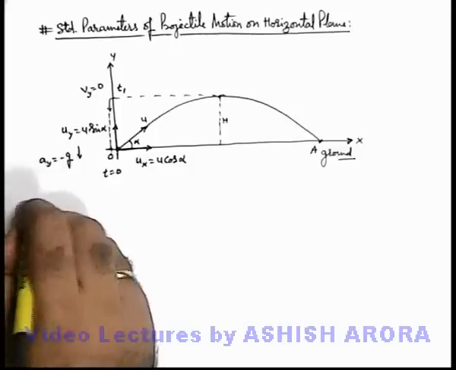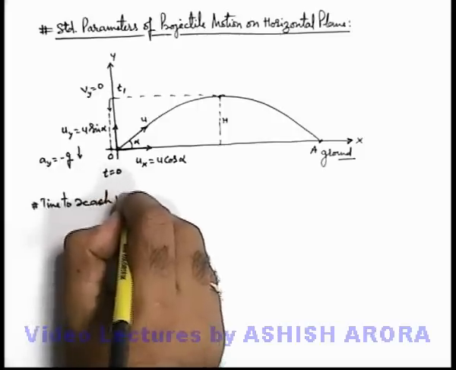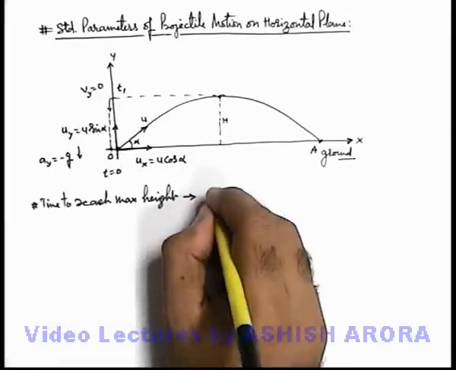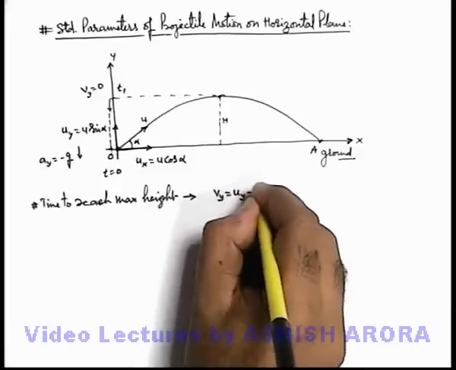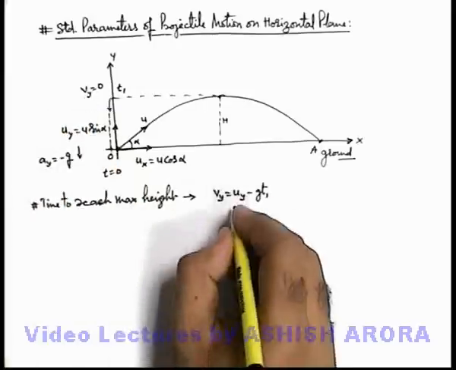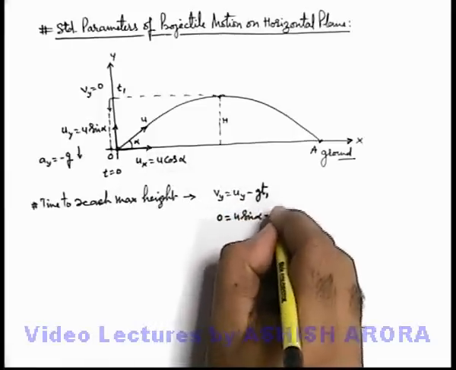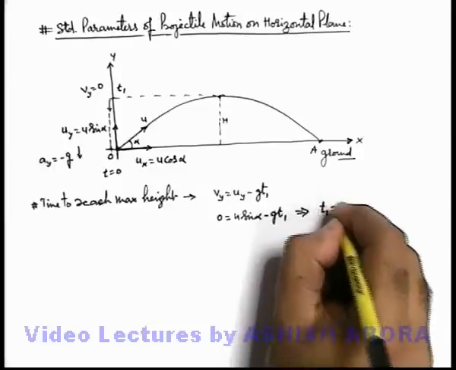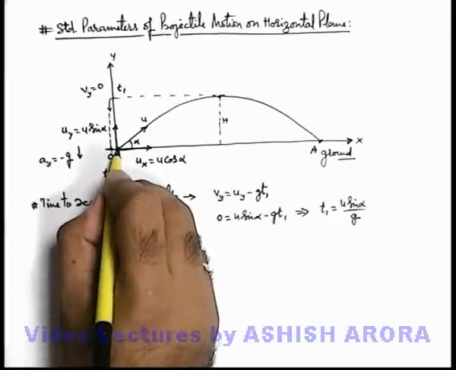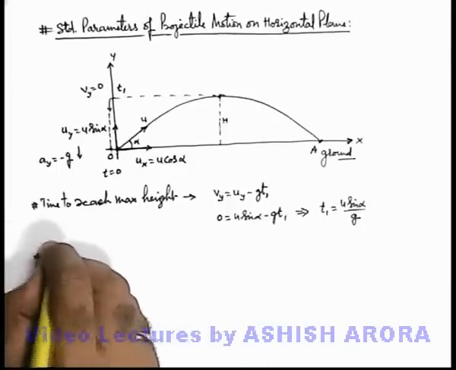That is, if you just calculate time to reach maximum height, this time can be calculated by using the relation Vy equals Uy minus g t1. So at t equals to t1, we can state Vy is equal to 0. So we can use 0 equals Uy, which can be written as u sin alpha, minus g t1. This gives us the time to reach maximum height, that will be u sin alpha by g. Actually, this is the time in which the particle has travelled from a starting point to the topmost point of its trajectory.